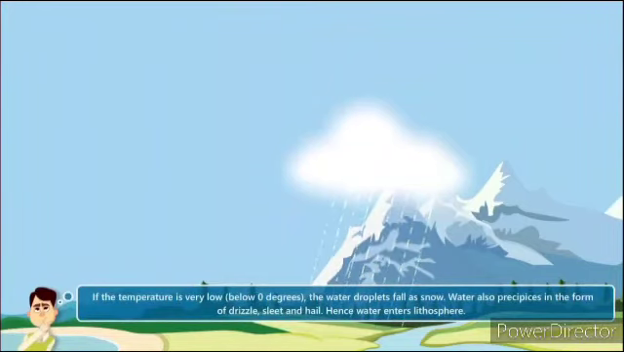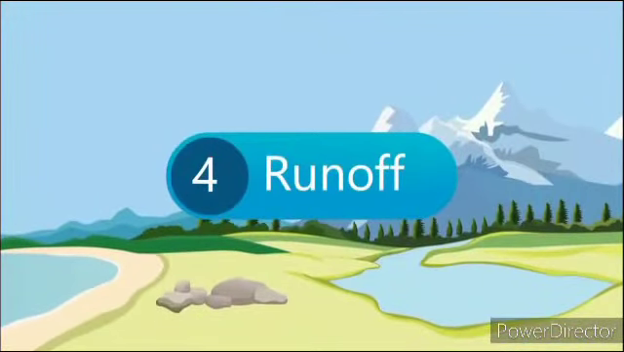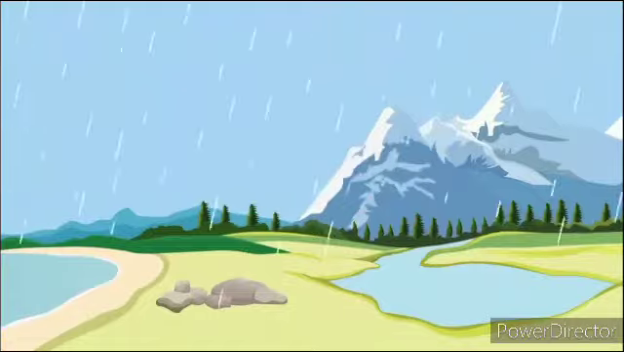Percolation. Sometimes this water turns into groundwater, or water that is soaked up into the ground. This process is called percolation. Water flows downwards under the layers of soil and then it starts again. So this is the cycle known as water cycle.